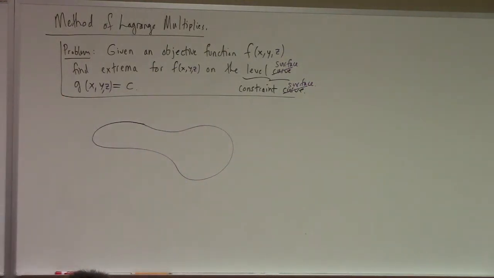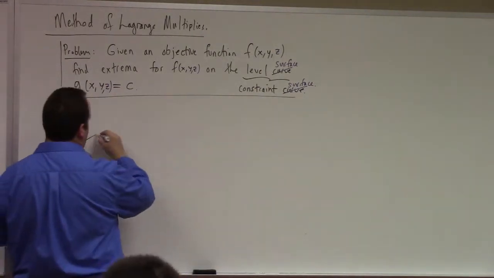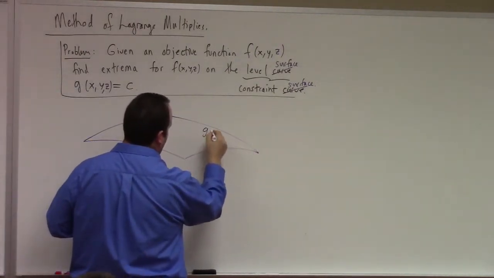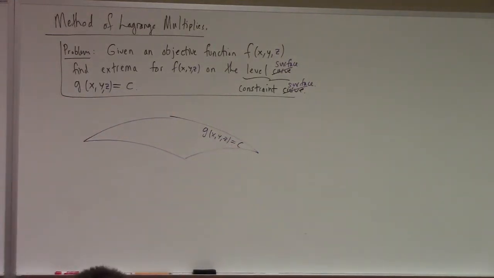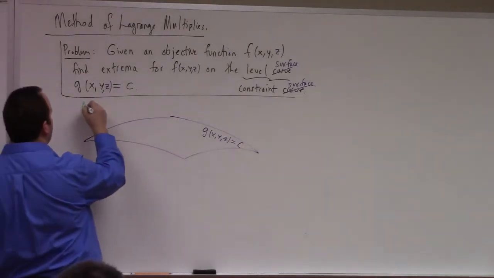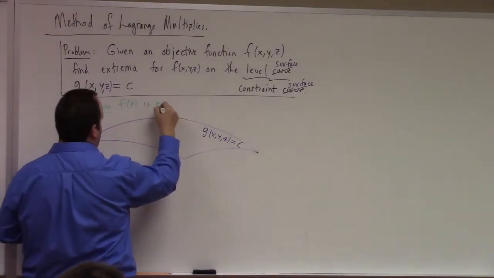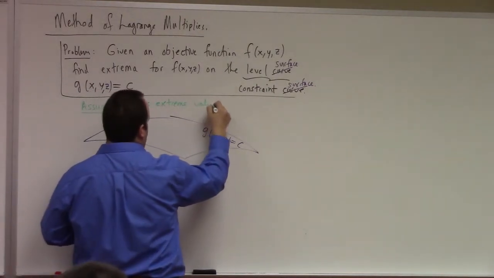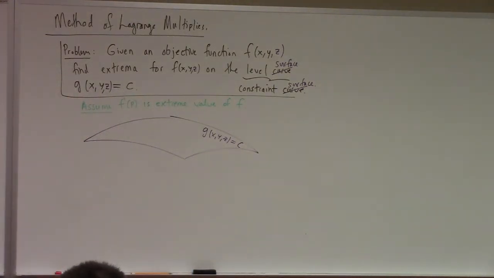And so let me update my picture. So here it is. Here's my surface. g of x, y, z is equal to some constant. And I want to find a condition for my objective function to have an extremal point. So let's assume that f of p is an extreme value of f. So in other words, assume f of p is the answer that we're looking for. What condition must be met for f as it relates to g?